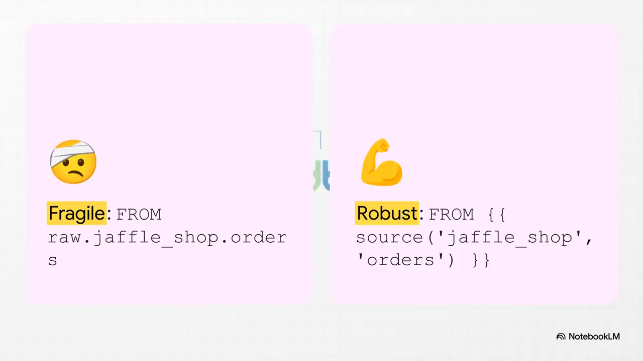And you can see the difference right here. Plain as day. On the left, you've got that fragile, hard-coded reference. On the right, you're using dbt's source function. It's beautiful. That first part, JAFFLeshop, that's the logical name of your source system. And the second part, orders, is just the table name. Now, if that raw table ever moves, you only have to update it in one single file. Everything else just keeps working.